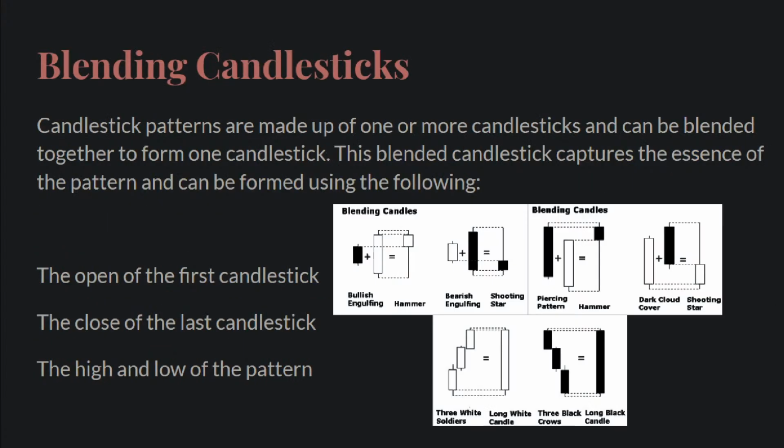All right, blending candlesticks. Now that we know a few candlestick patterns, we're actually going to talk about how individual candlesticks can form other candlesticks. This is quite interesting actually. Candlestick patterns are made up of one or more candlesticks and can be blended together to form one candlestick. Like three 1 minute candles might form one 5 minute candle that portrays a different outcome. So we're going to take a look at these here.